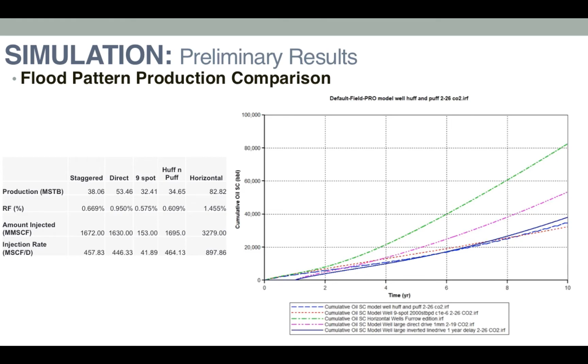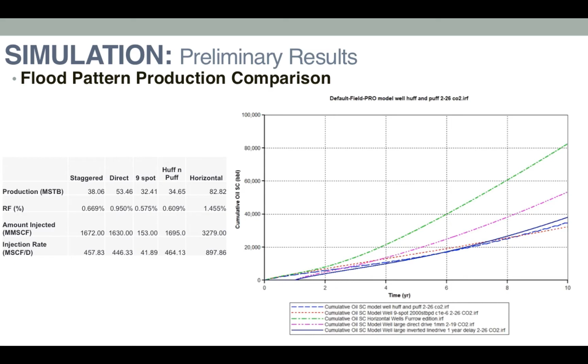So after all the models were run, we were able to gather our production data and compare all of them from the 5 different floods that we ran. As depicted in the blue solid line, the staggered line drive injected at a rate of just under 460,000 standard cubic feet a day, but only recovered less than 1% of the initial oil in place.